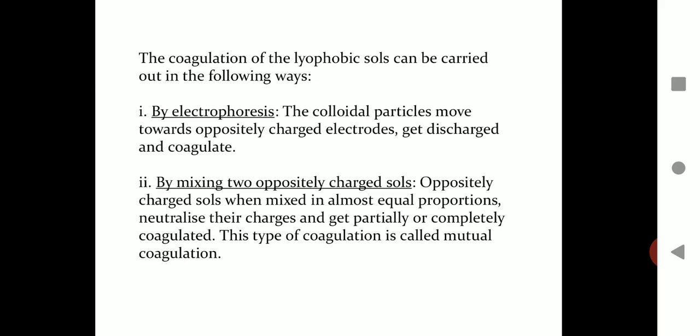The first method is electrophoresis. Now in electrophoresis, an electric potential is applied across a colloidal solution, and under this applied electric potential, the colloidal particles, which are charged particles, start moving towards oppositely charged electrodes. Once they reach the oppositely charged electrode, they lose their charge, that is they get discharged and start aggregating, getting converted into a precipitate, that is they get coagulated.